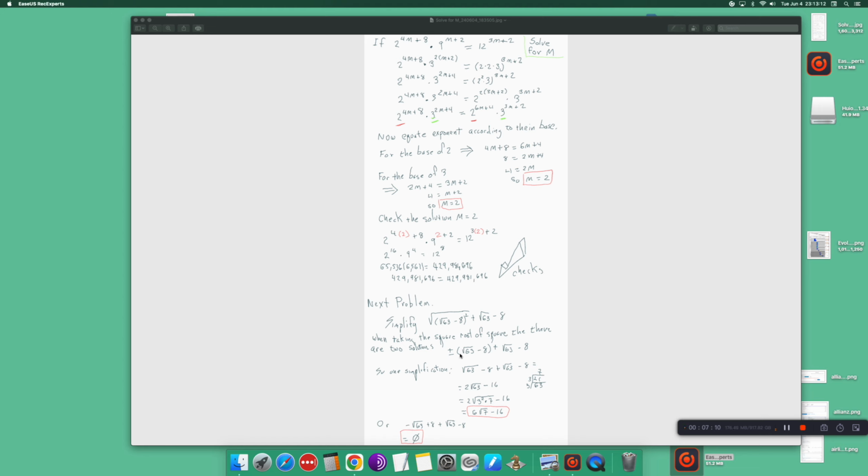If I distribute the negative through here, that'll be the negative square root of 63 plus 8 plus the square root of 63, and that gives us an answer of 0. And that's the whole ball of wax.